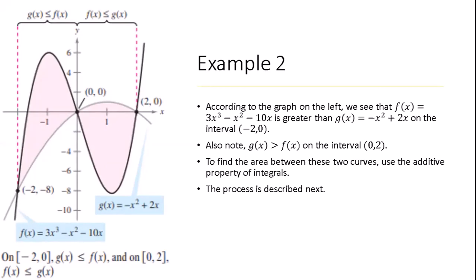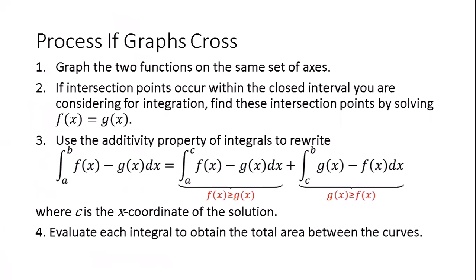So here we have a point inside the interval negative 2 to 2 where the graphs change roles, where one was bigger than the other. So how do we handle such a situation? Well, to find the area between these curves, we're going to use the additive property of integrals. So graph the two functions on the same set of axes. If the intersection point occurs within the closed interval you are considering for integration, find these intersection points by solving the equation f of x equals g of x.